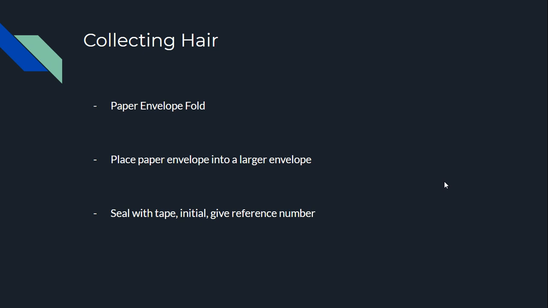I'm going to post a video on this in a little bit for you guys. You place the hair inside the paper envelope, which seals it in. And then you place that paper envelope into a larger envelope, seal it with tape, initial, and give it a reference number as always.